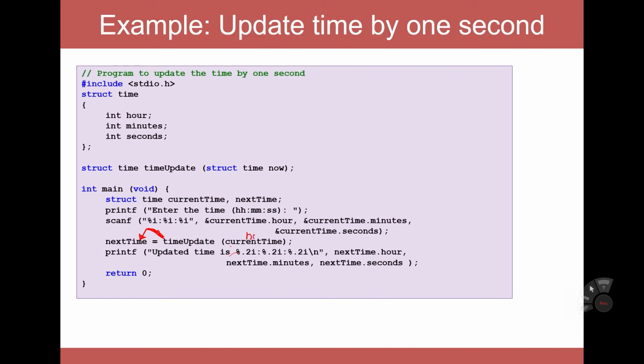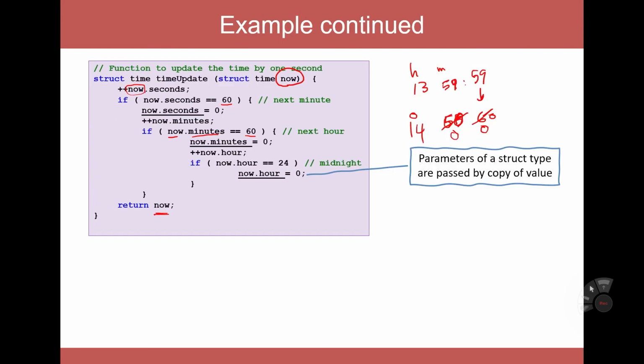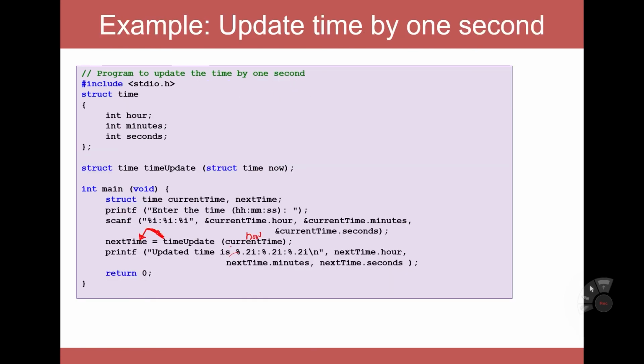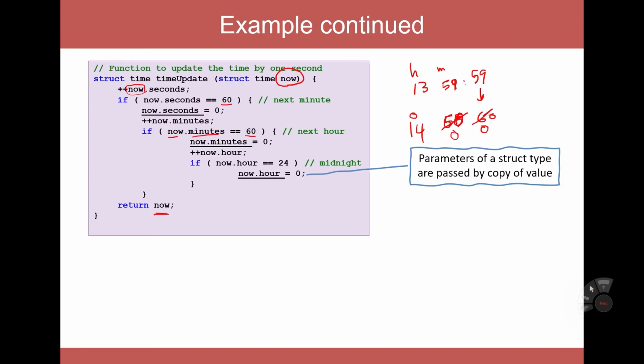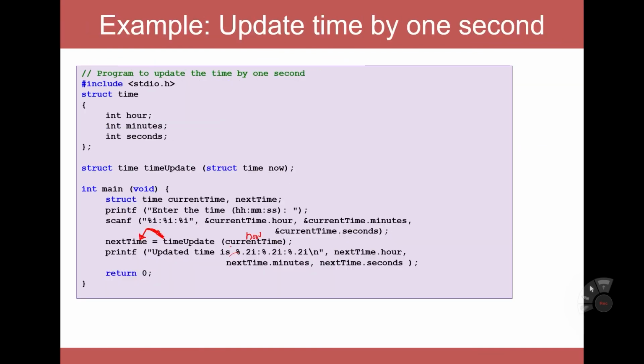Now is equal to the current time. The current time is passed, and the current time goes here as now. So whatever you change in the now will never do anything to the current time. You will pass a copy of the current time. Okay? And then whatever you do in the now here, retain it back. When you retain it back, this one will go to the next time.